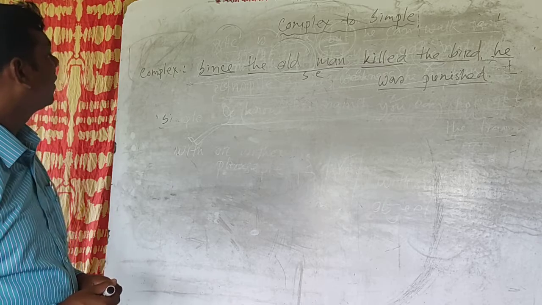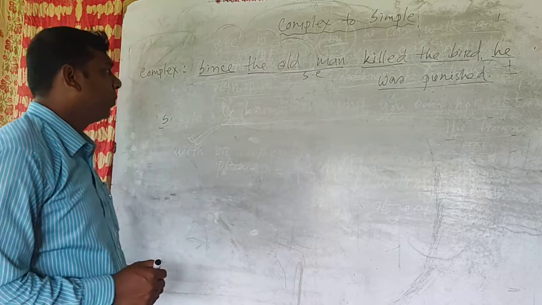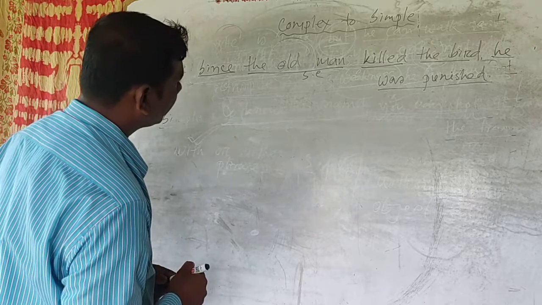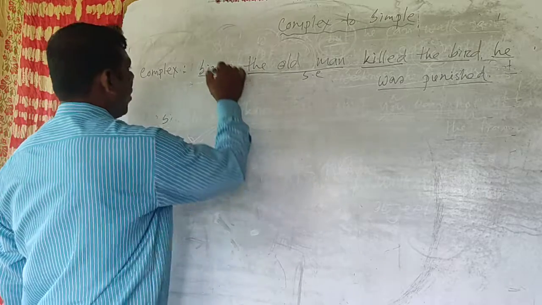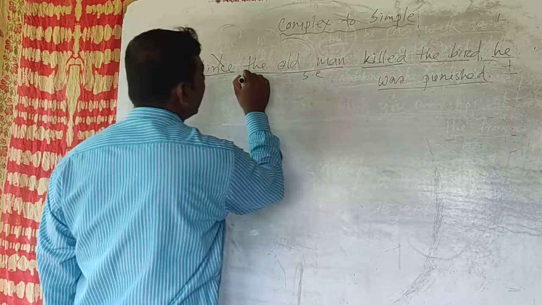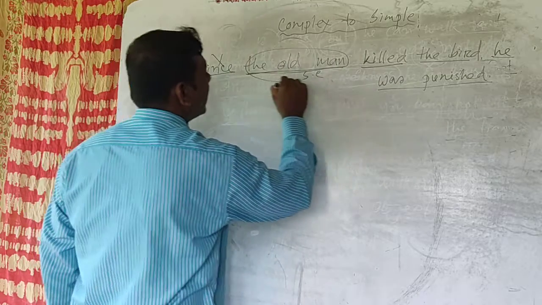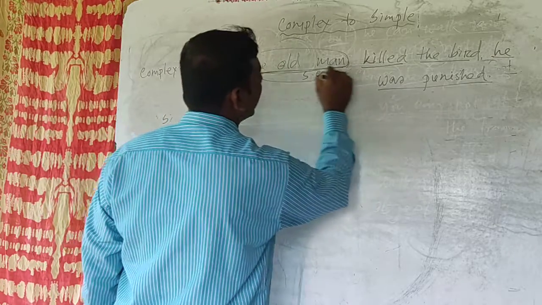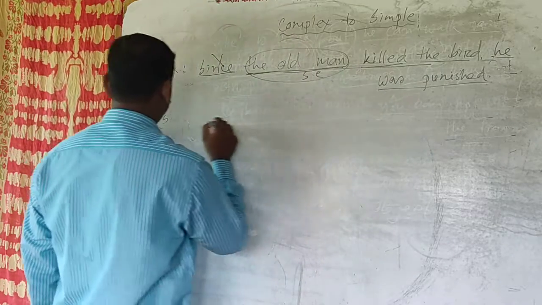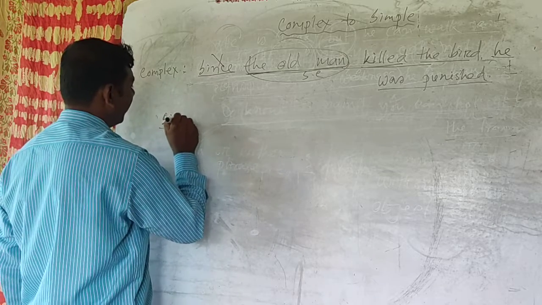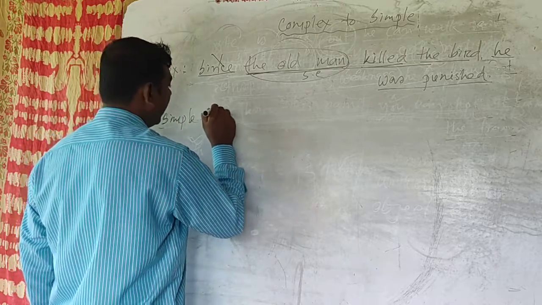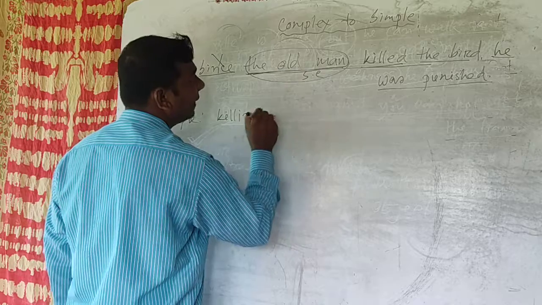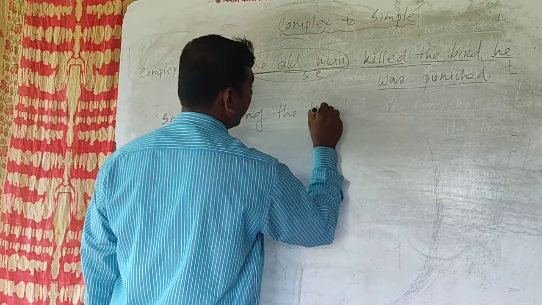Now we change complex to simple. Dear students, we know that a simple sentence has a principal clause. So, at first we omit the subordinating conjunction. We know that a simple sentence has one subject and one finite verb. So this part will make a phrase. Here is a verb, kill. Killing the bird.